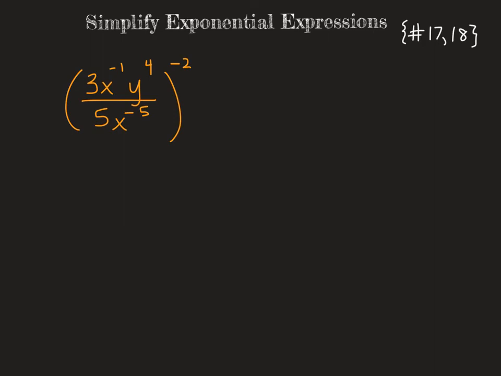Okay, problem number 18 will look like this, a little more complex with some negative exponents going on. So the first thing I want to do is simplify on the inside of the parentheses. We'll subtract, starting with the bigger number for our x's. So we'll have negative 1. I'm going to do this off to the side. We'll have negative 1 minus negative 5.